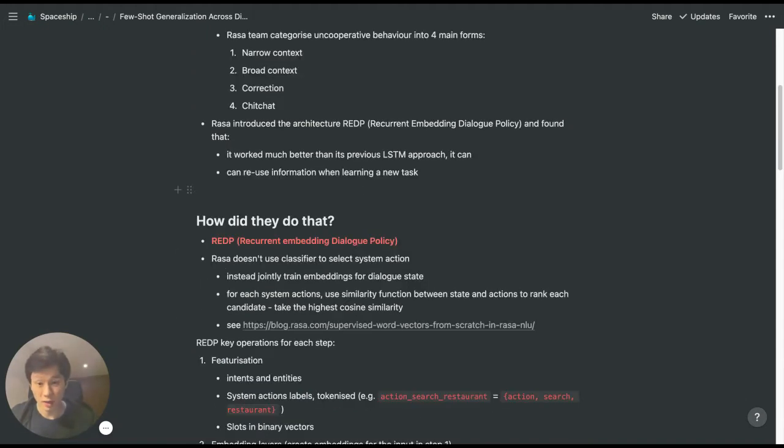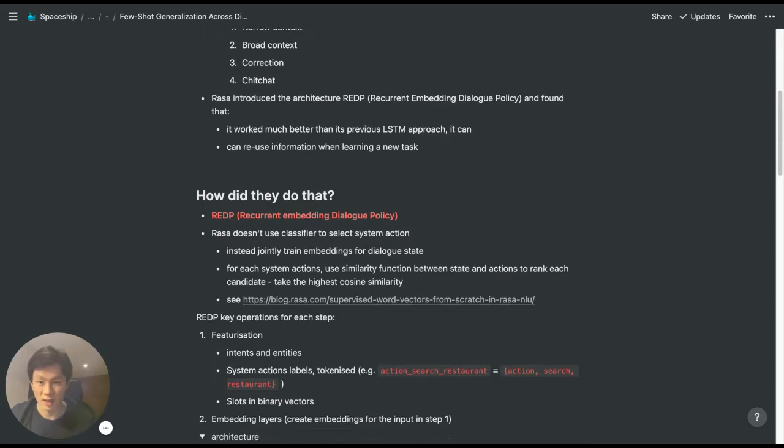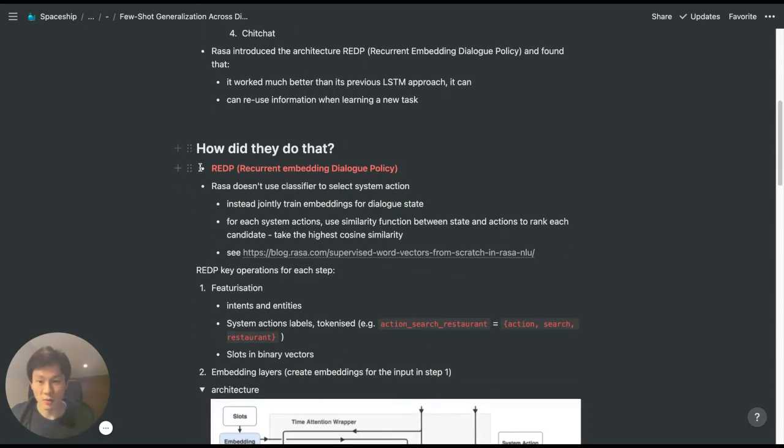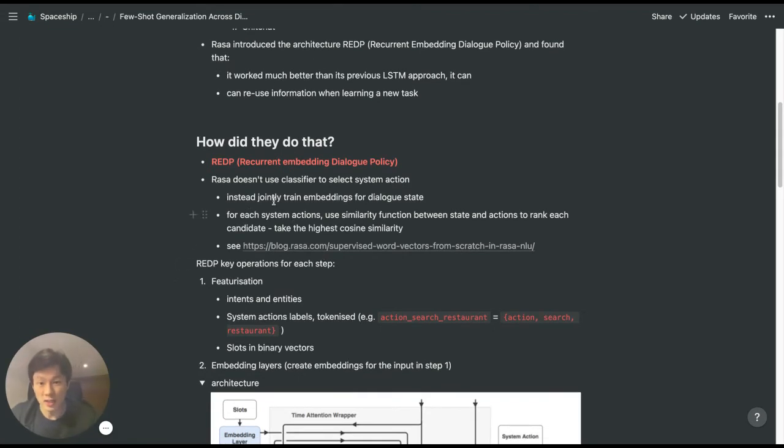So let's have a look in more detail at what the architecture looks like. In the previous video, we talked about how Rasa, instead of using pre-trained word vector models, because a lot of the English words we actually don't use in dialogue systems, trains its word embeddings from scratch by jointly training the words and the intents simultaneously. Then they use a similarity function between states and actions, rank each candidate, and take the one with the highest cosine similarity. This approach was mentioned in this blog post here, supervised word vectors from scratch, and the idea was based on Facebook's paper StarSpace.